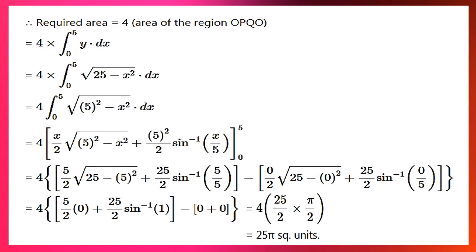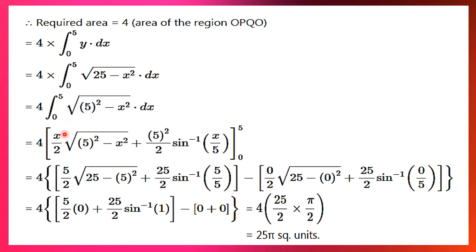So, the required area is equal to 4 times the area of the region OPQO. That is 4 into integral 0 to 5 y dx, where y is root of 25 minus x square. Now, we write this function as root of 5 square, 25 is 5 square, minus x square, which is of the form root of a square minus x square, whose integral is 4 into integral 0 to 5 root of a square minus x square dx form.